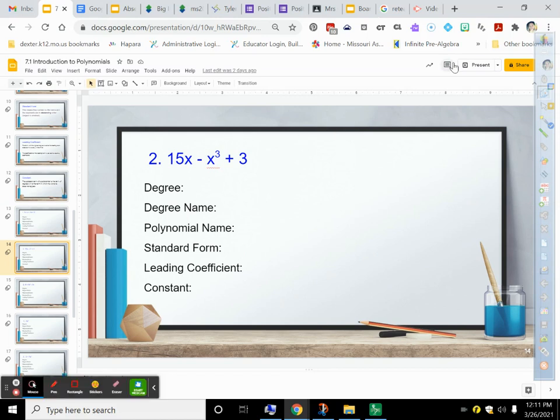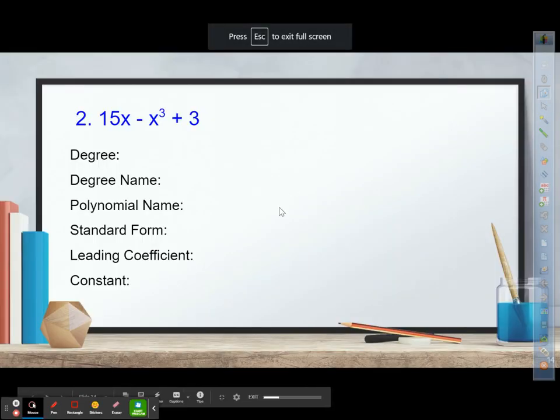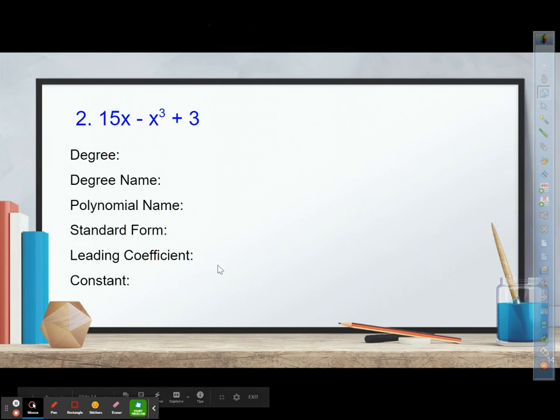All right, now did we finish this problem here? The 15x minus x cubed plus 3? That was the last one that we did. Okay, and we did all of it, right? Okay. All right, so let's move on to the next one.